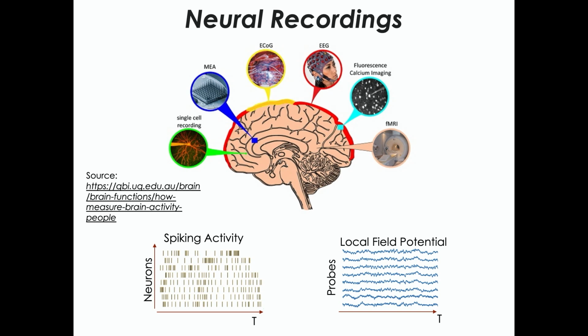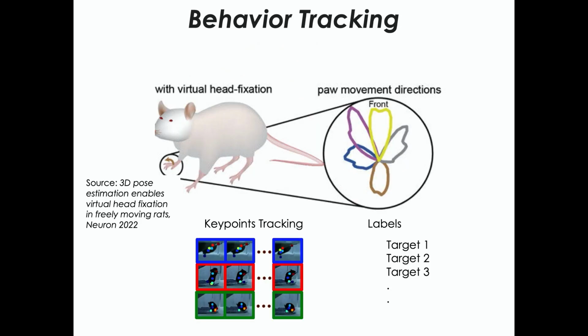From the neural recordings point of view, we have different types of technologies that are just emerging and generating quite a lot of data. They also introduce an interesting challenge to deep learning because these different modalities are of different types. So you could get spiking activity versus continuous signals for local field potentials or ECoG arrays and so on. So how do you analyze them?